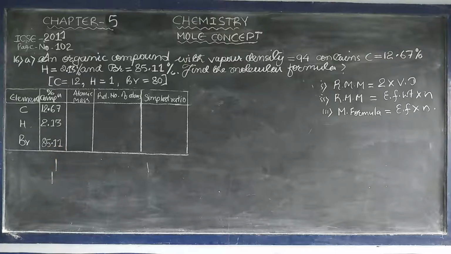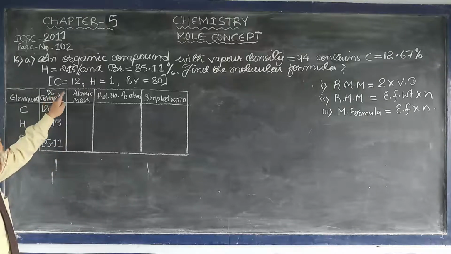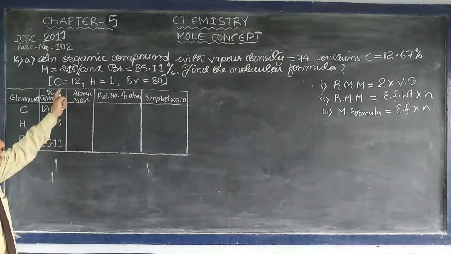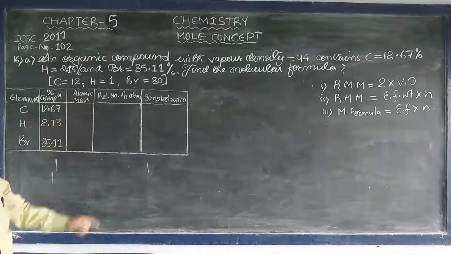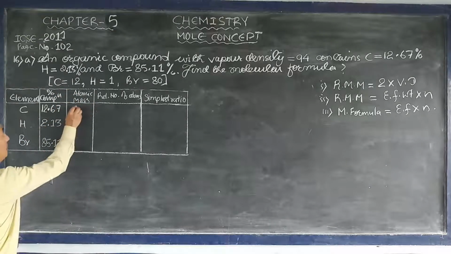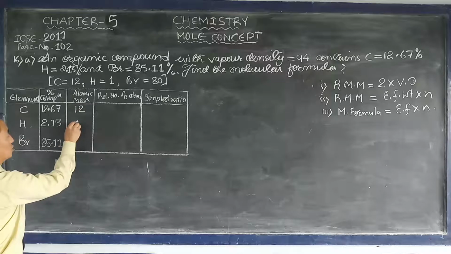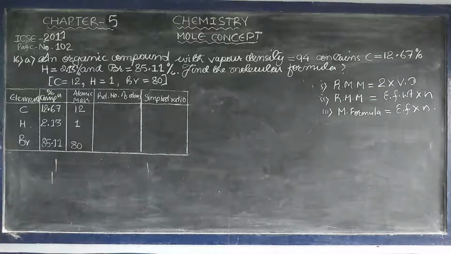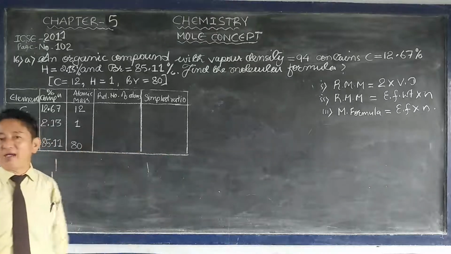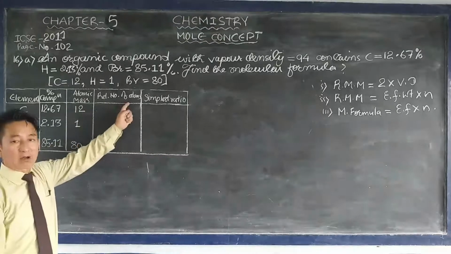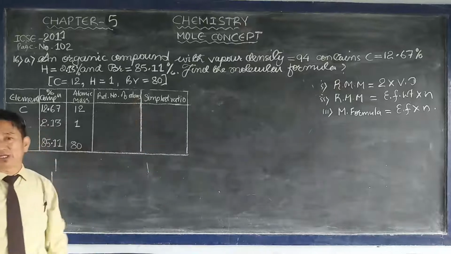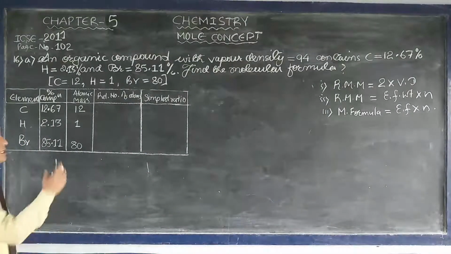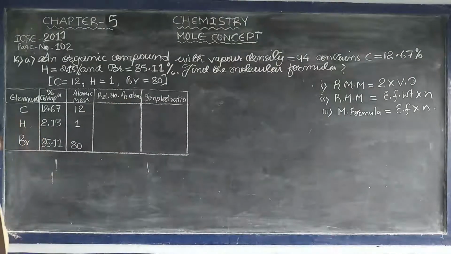85.11. Now here atomic mass or atomic weight of each element is given in the bracket. Here carbon is 12, hydrogen is 1 and bromine is 80. Now these two you have to find out: relative number of atoms and the simplest ratio.